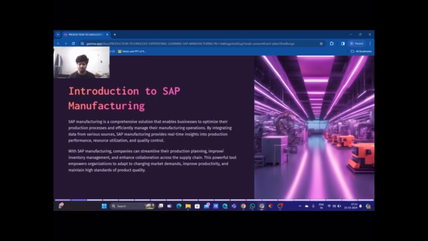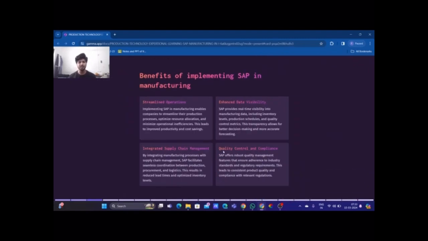It is obviously a powerful tool, and it brings improvement in productivity and the best quality. So from the next slide I will talk about the benefits of implementing SAP in manufacturing. We chose the top four basic benefits of SAP. First, SAP streamlines operations. SAP enables the company to streamline the production process by optimizing resource allocation and minimizing inefficiency. So it will cost less, give cost savings, and improve the productivity of the industries.